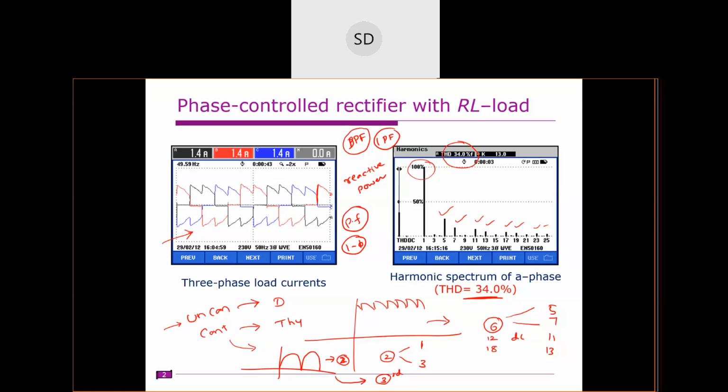Whereas for the input power factor, we need to consider the entire waveform. When considering the displacement power factor, we need to consider only the fundamental component inside the load current or the source currents. That's the difference. Usually the displacement power factor will be greater than the input power factor.